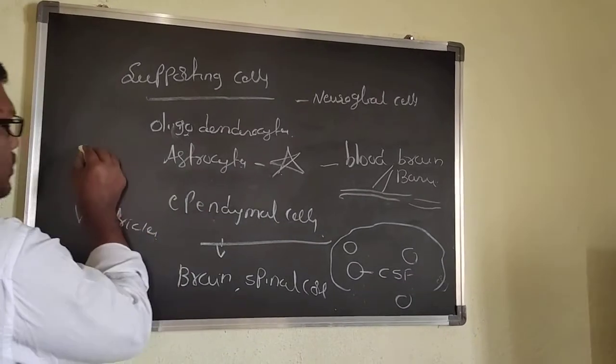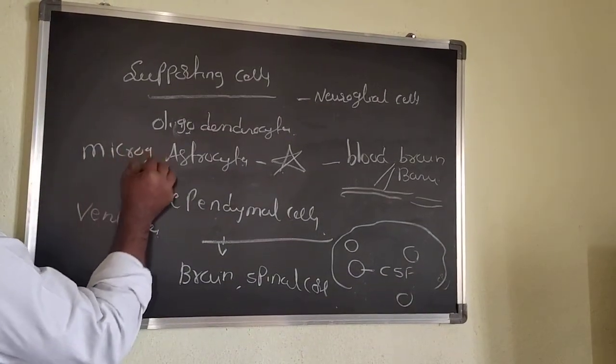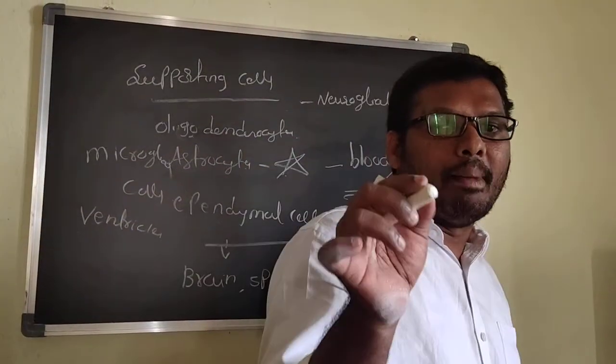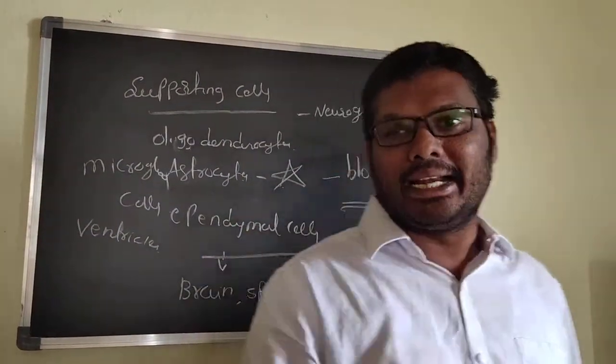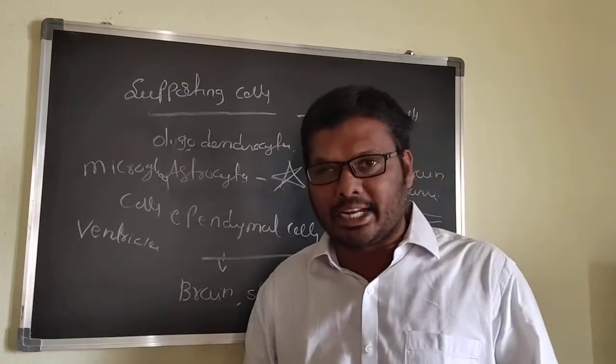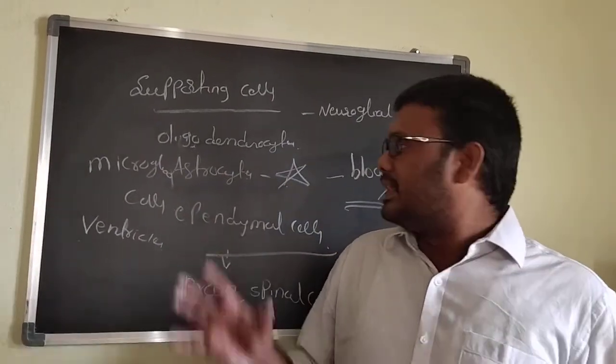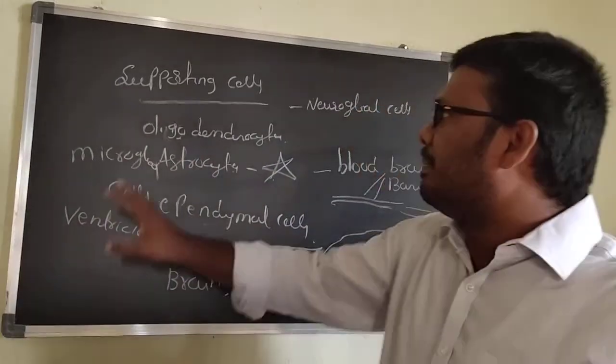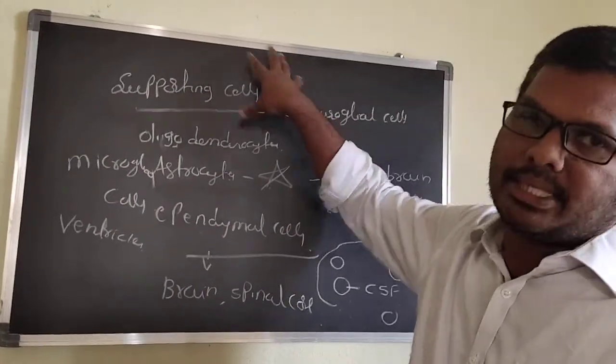And then they also have microglial cells. What is the use of the microglial cells? Microglial cells are phagocytic in nature. If any foreign particles enter the brain or the neuron, these microglial cells can attack those foreign particles. That is the main use of the supporting cells.